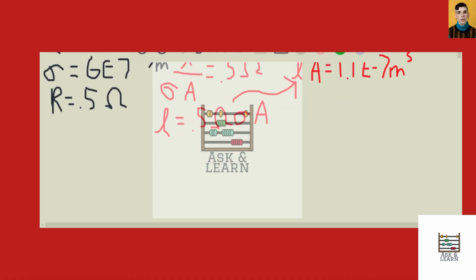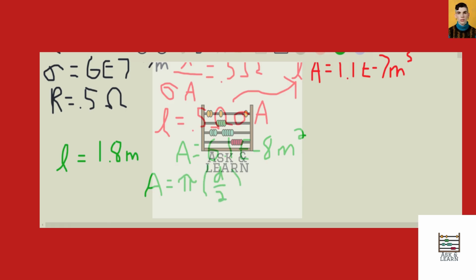So whichever way you solve that system, you find that the length is equal to 1.8 meters and the area is equal to 6.1 times 10 to the negative 8 meters squared. And so then to solve for the diameter, we just need to take area is equal to pi times the diameter over 2 squared. And if we solve that for the diameter, we find the diameter is equal to 0.28 millimeters.